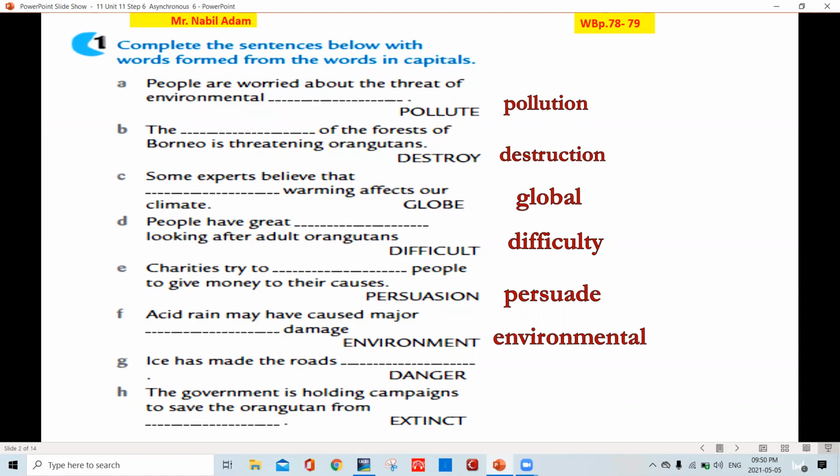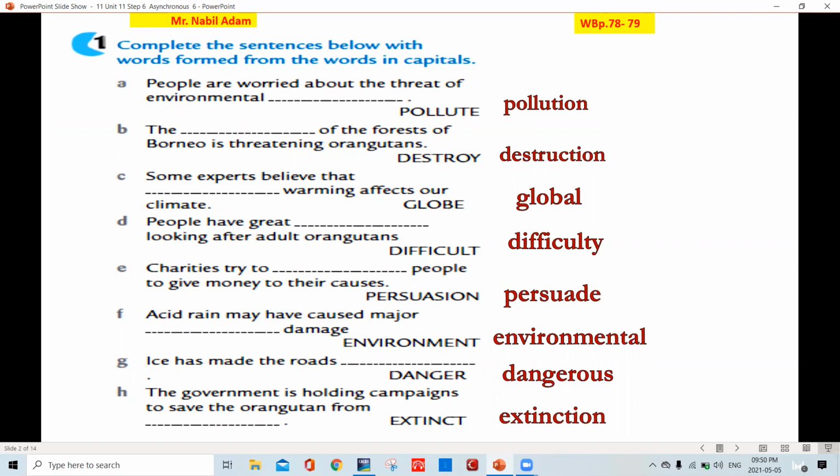G, ice has made the roads danger. Danger is a noun. What is the adjective? Dangerous. Okay, we change danger into dangerous by adding OUS. H, the government is holding campaigns to save the orangutan from extinct. Extinct is an adjective. What is the noun? We add ION, extinction. Yes, extinction.